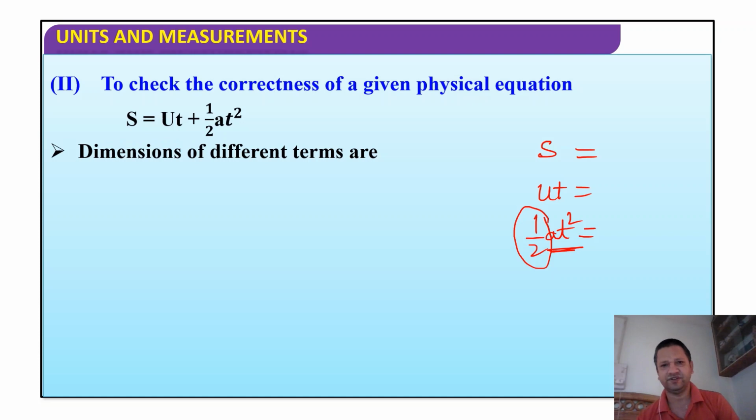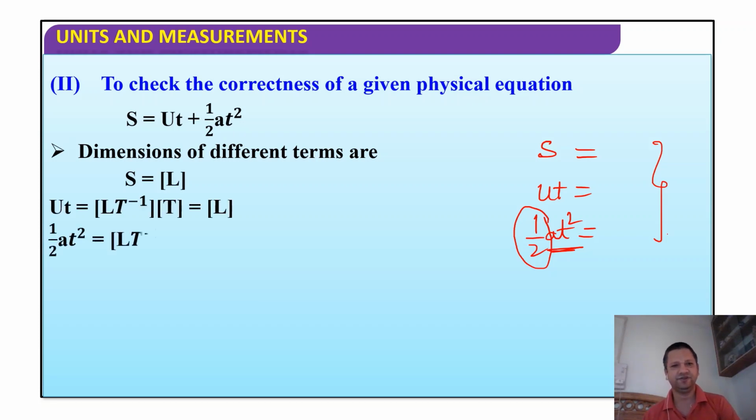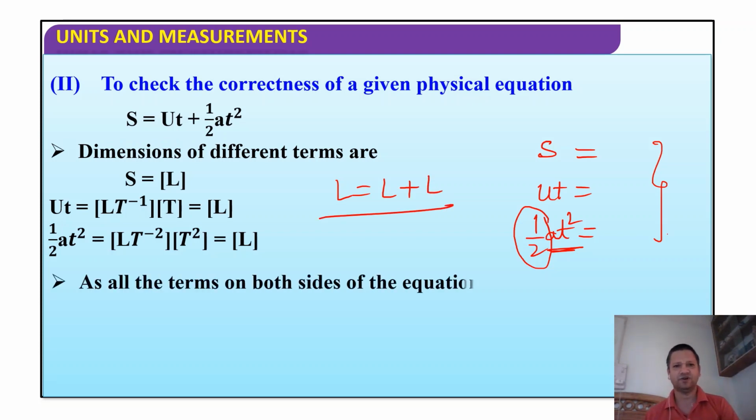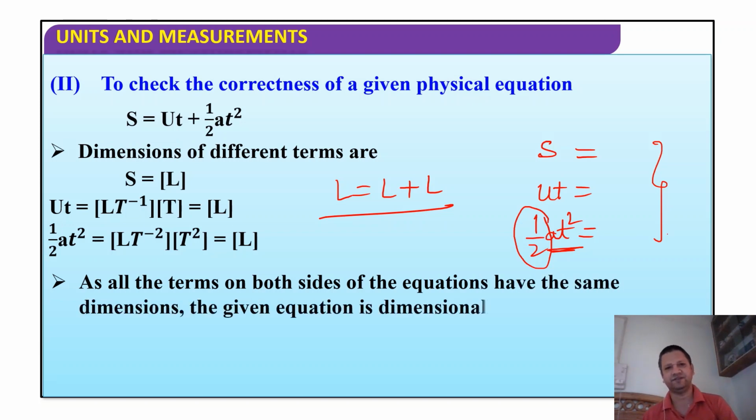So the dimension of these physical quantities, if the dimensions of these three are equal, it means the formula is dimensionally correct. S is for length, ut, that is u for the velocity, t for the time. So LT^-1 times T gives L, and for half a t squared, a is LT^-2 times T squared, again L. So obviously L. It means in general we can say it is L = L + L. So it is a dimensionally correct formula. All the three terms have the same dimension, and hence the formula is dimensionally correct.